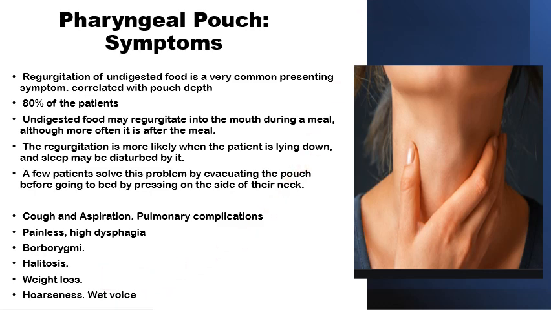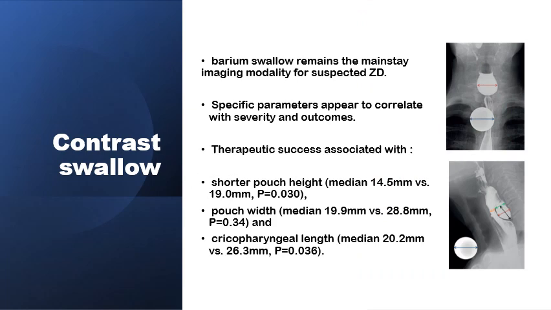Flexible endoscopic examination of the hypopharynx and neck examination are both essential, but they can sometimes miss a pharyngeal pouch. The diagnosis is finally made based on contrast swallow, usually a barium swallow that does not only confirm the presence of the pouch, but also allows for measuring its dimensions, which can be useful as predictors for the success of the treatment.